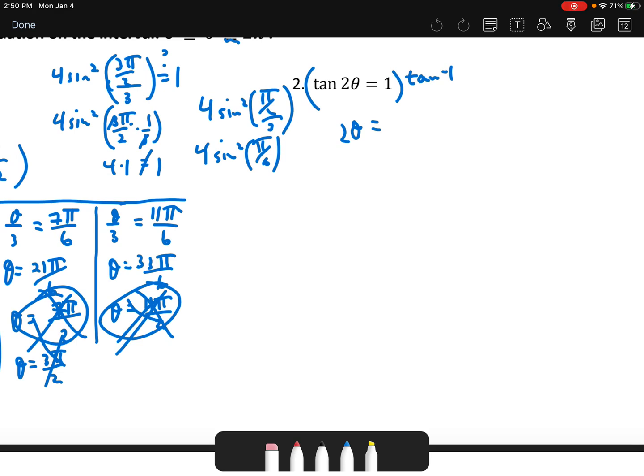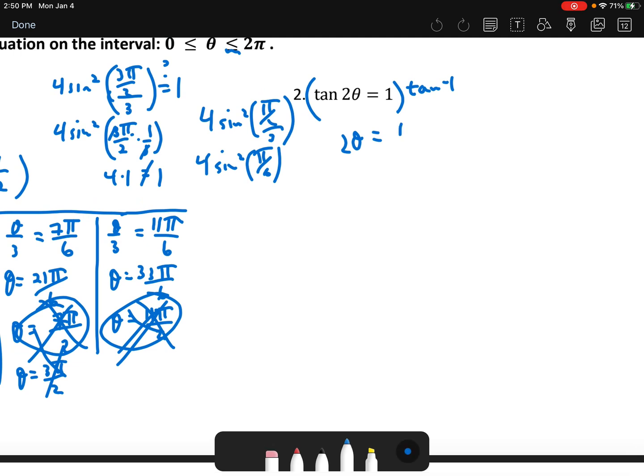So when is tangent 1? All right, this is the second part of the videos here. So we asked, when is tangent 1? Well, let's see. Tangent is 1 at pi over 4, but it is also 1 at 5 pi over 4. So you keep that equal to 2 theta, and then you solve like you normally would.